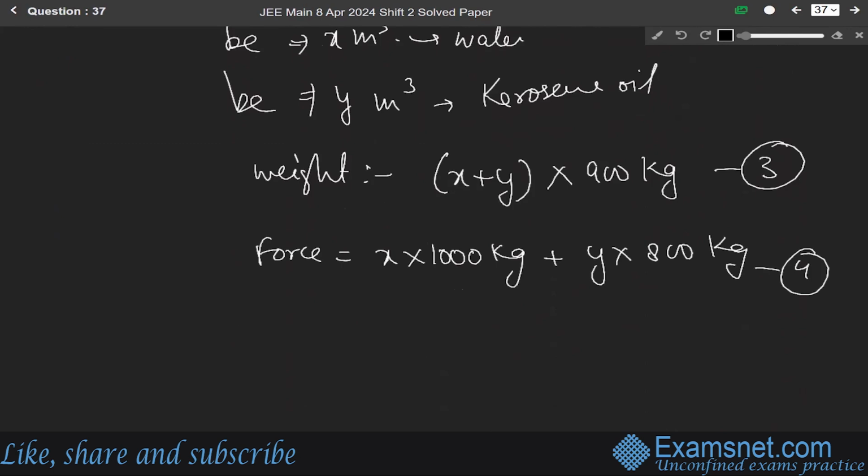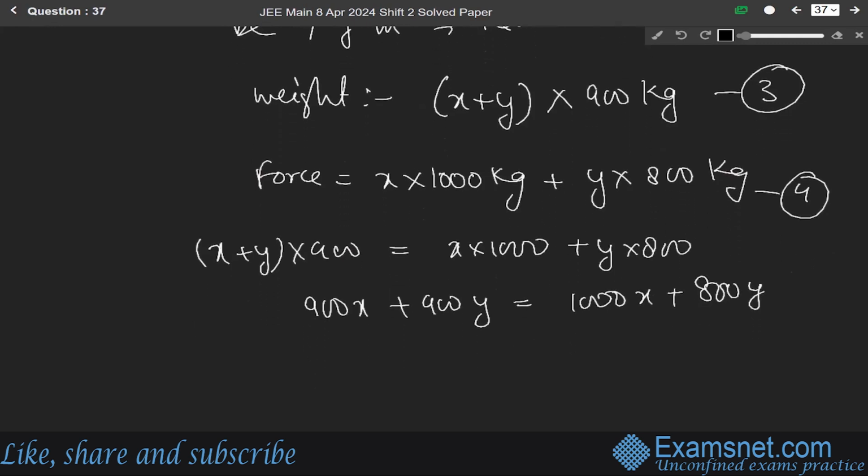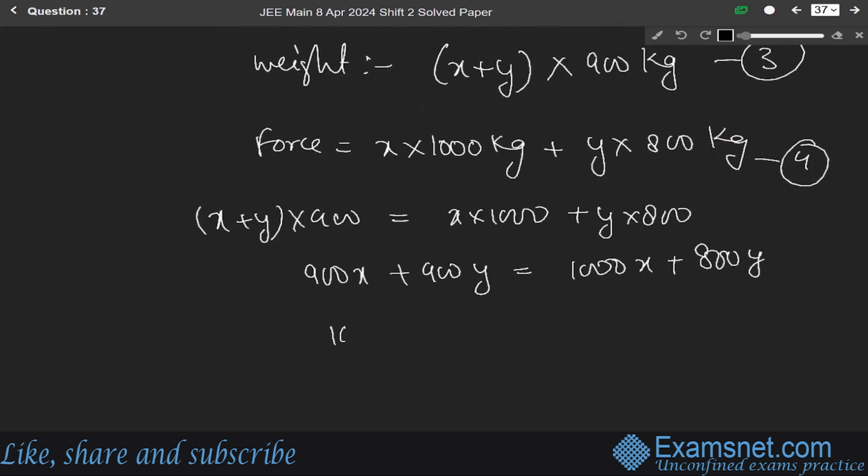Okay, so equation 3 equals equation 4 means (x plus y) into 900 will be equal to x into 1000 plus y into 800. So this will be 900x plus 900y equals 1000x plus 800y. Okay, so further calculating it, we get 1000x minus 900x equals 900y minus 800y.